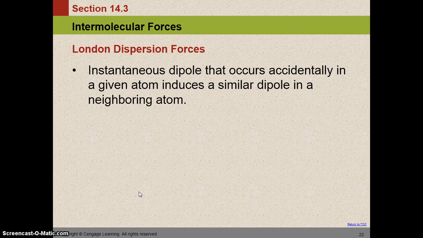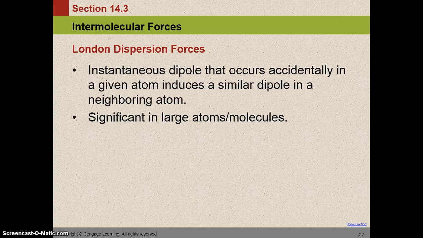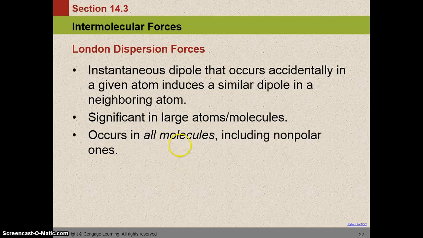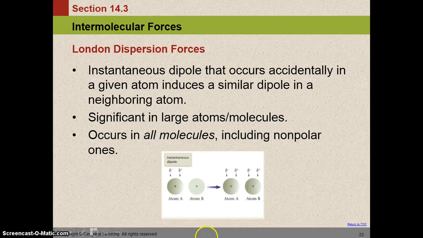London dispersion forces are instantaneous dipole moments that occur accidentally. Every molecule, even a diatomic molecule that would have equal pull on electrons, is going to exhibit a London dispersion force because it's just an accidental occurrence that happens when you have a dipole moment in a similar atom that's next to it. It's significant if you have large atoms or molecules. It occurs in all molecules, including those that are nonpolar. So I have this instantaneous dipole moment, and the next thing you know, it causes a shift in the one next to it, and then they develop a dipole moment.